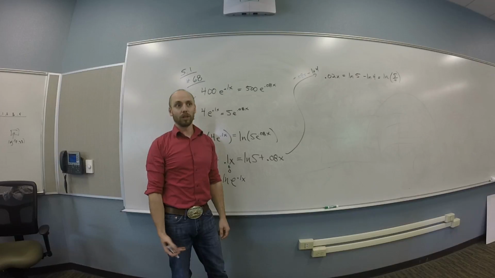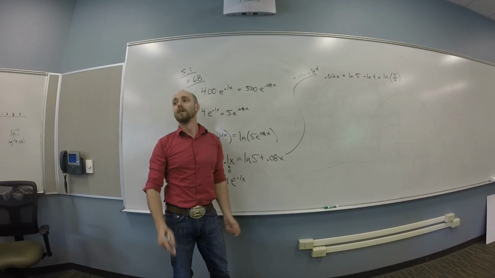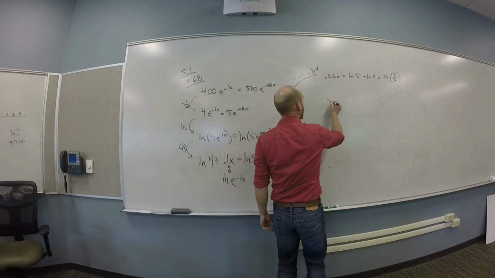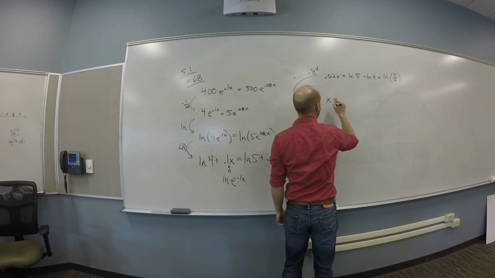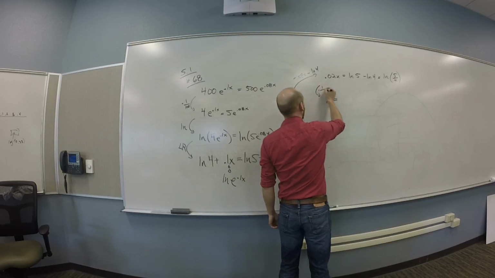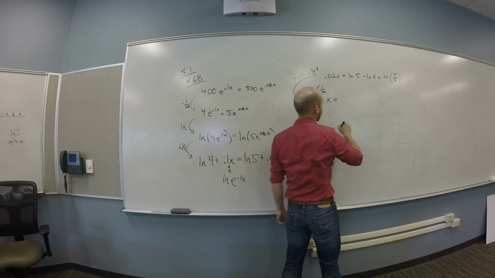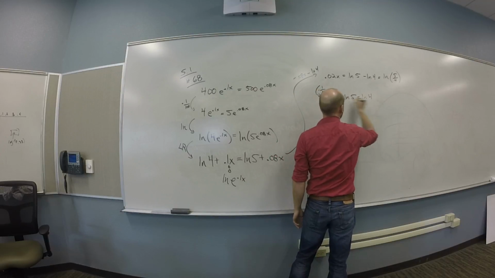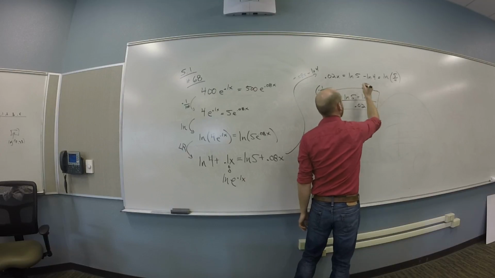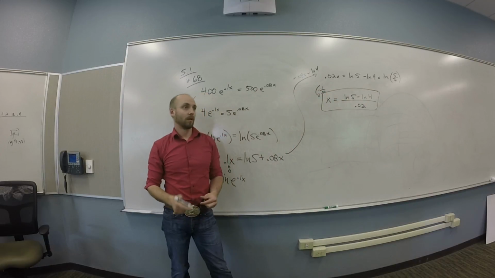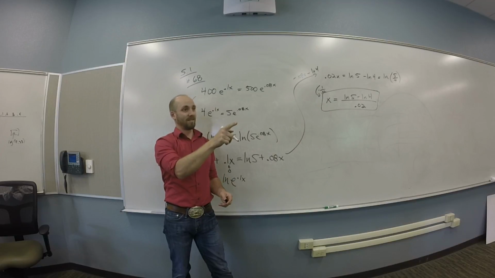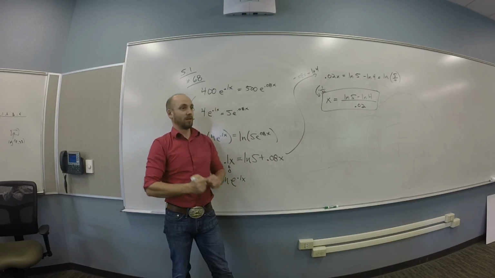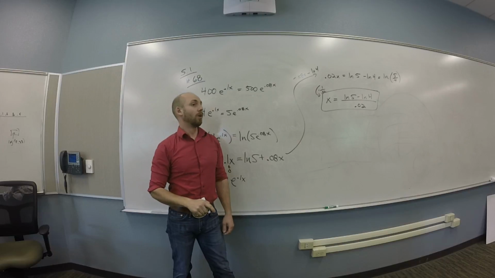So then what's your last step? Divide by 0.02. So multiply by 1 over 0.02. So you get x is log of 5 minus log of 4 over 0.02. Boom, done. If you were given a real world application, you'd solve that and then multiply it by 100 to get back to units.